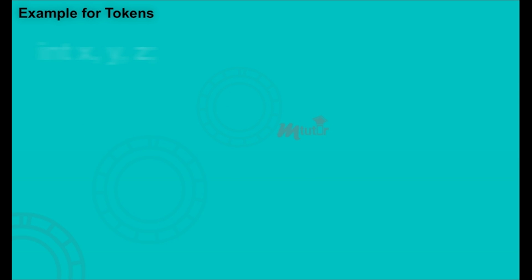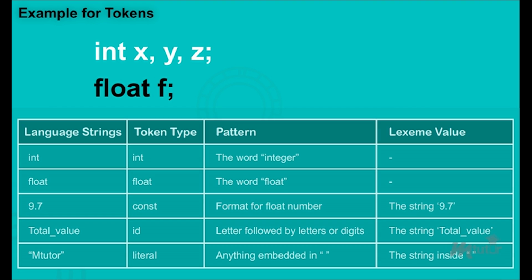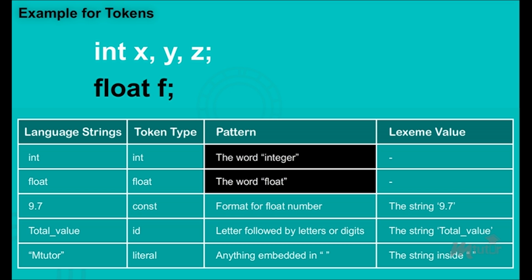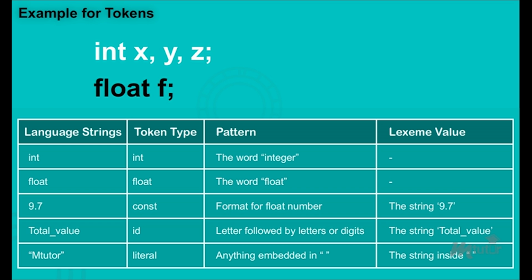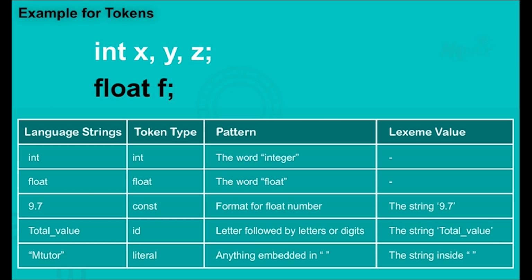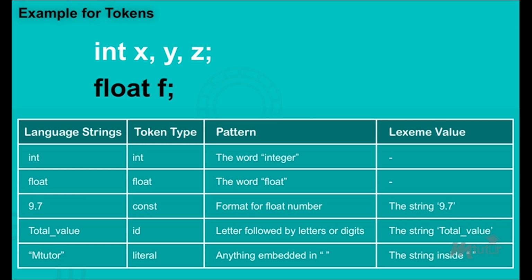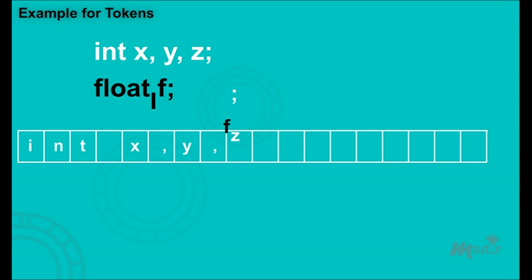Consider the separation of the words in a segment of a C program as follows. Here, the pattern integer and float takes the keywords int and float for token type. The patterns for complex tokens, identifier ID and constant, are described by regular expressions notation, which will be discussed in further lessons. The token type literal describes the pattern for anything embedded inside quotations. The tokens are separated as shown in the image.